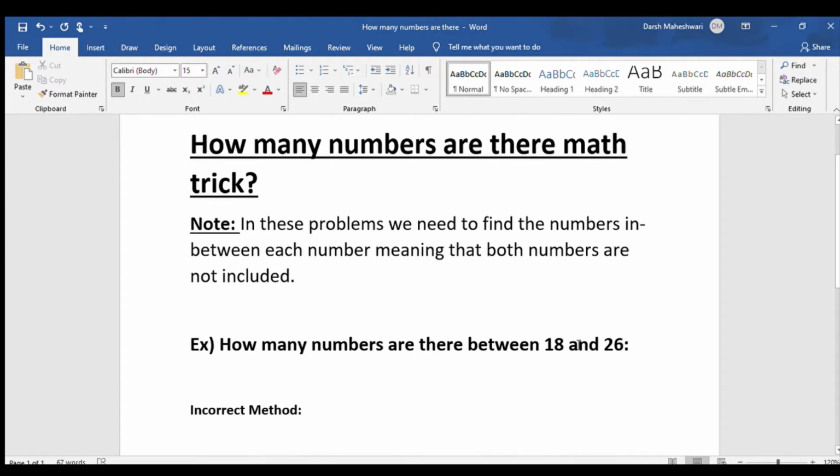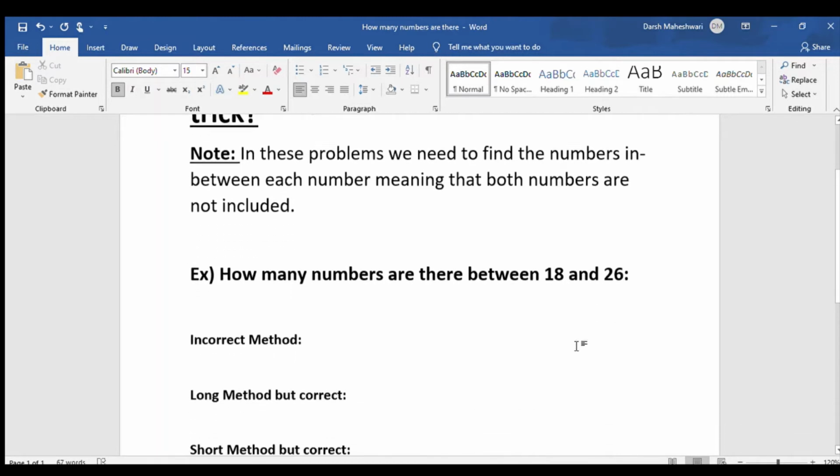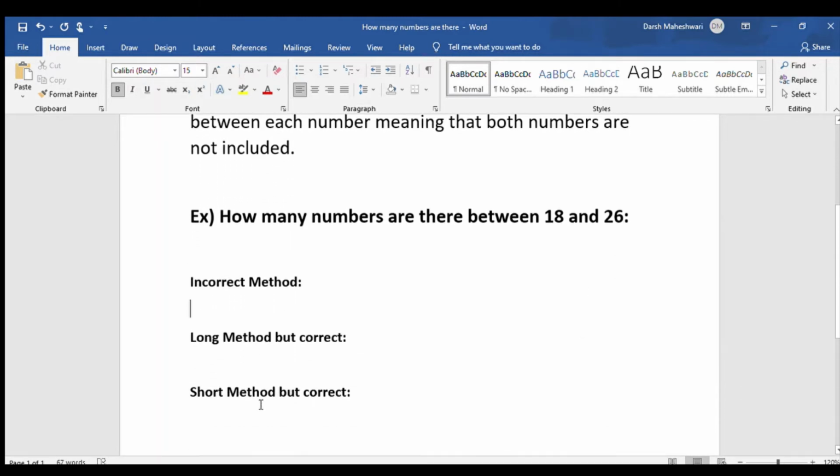How many numbers are there between 18 and 26? The reason I decided to include this on my channel is because the problem is simple, but it's easy to mess up on. That's why instead of just a long method and a short method, I also have the incorrect method. So let's go ahead and start with the incorrect method.